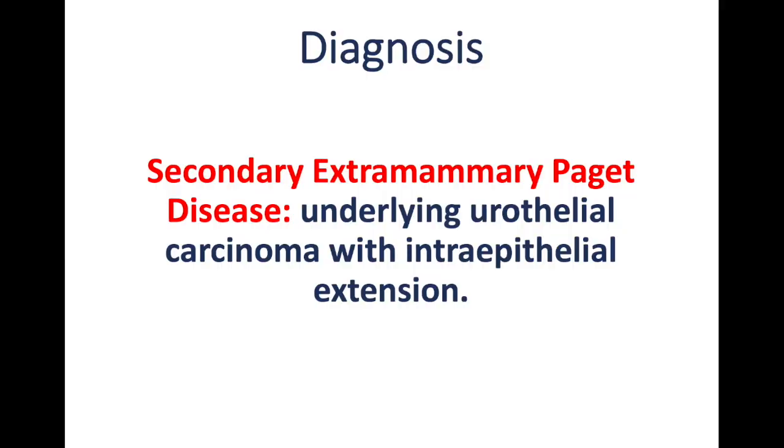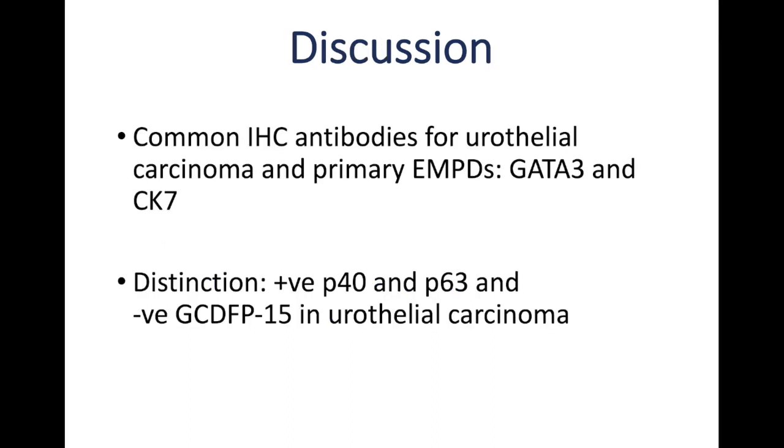With all of these results, our diagnosis was secondary extramammary Paget disease with an underlying urothelial carcinoma with intraepithelial extension. Urothelial carcinoma and primary extramammary Paget disease have in common the positivity for GATA3 and CK7. And the distinction in this case is that we have the positivity for P40 and P63, and it's negative for gross cystic disease fluid protein 15 in the urothelial carcinoma, because this marker is really sensitive in the extramammary Paget disease.